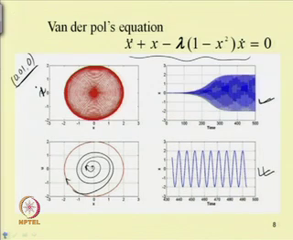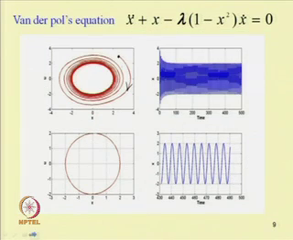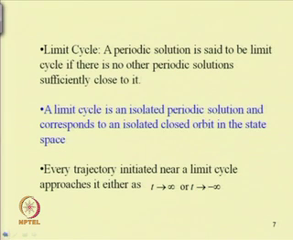In this case, if you take an initial condition inside this periodic orbit, it reaches this periodic orbit, or if you take another point which is outside this periodic orbit, it also reaches the same circle. By taking a point either inside or outside, it always comes to the same periodic orbit. That is why this is a limit cycle, or it is also known as an attractor.